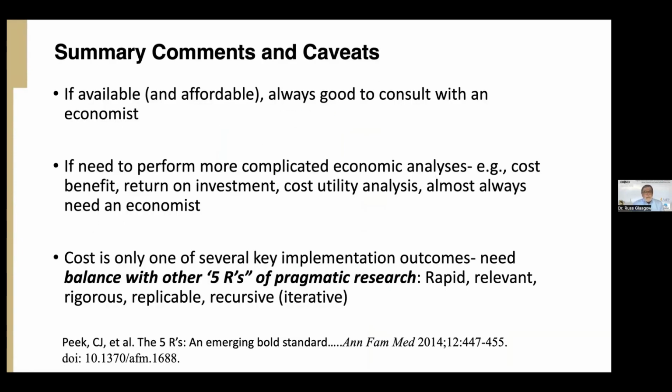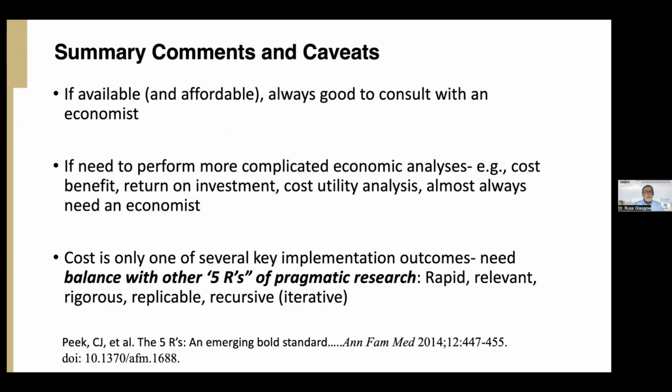A couple of last slides to summarize the key points. I think if it's available and affordable, it's always good to consult with an economist. I personally feel that in some cases, if you're just doing the basic time-based activity costing, with some help, set up guidance and references, your team can do at least 90% of that on your own. However, again, it's always good to consult.